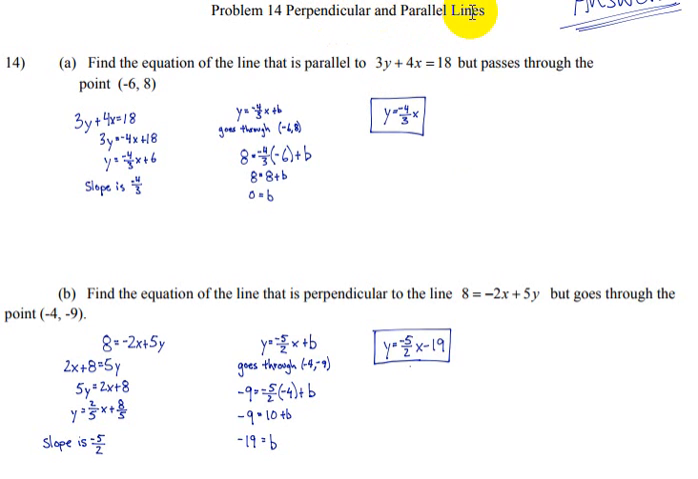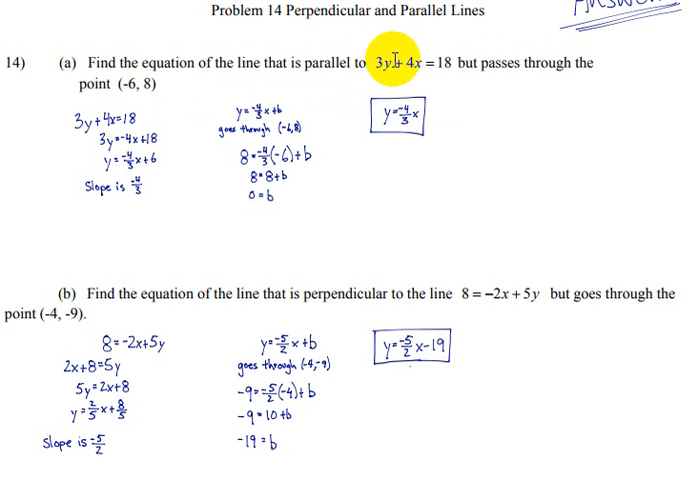Perpendicular and parallel lines. Well, parallel lines, their slopes are the same. Perpendicular, the slopes are the opposite reciprocal. So, find the equation of the line that is parallel, so I need the same slope for this line, and passes through this point. So I need to see the slope.